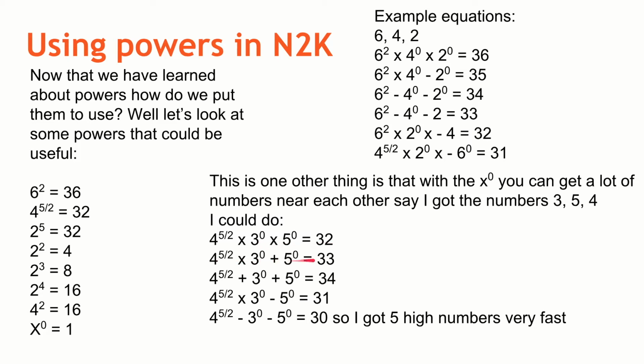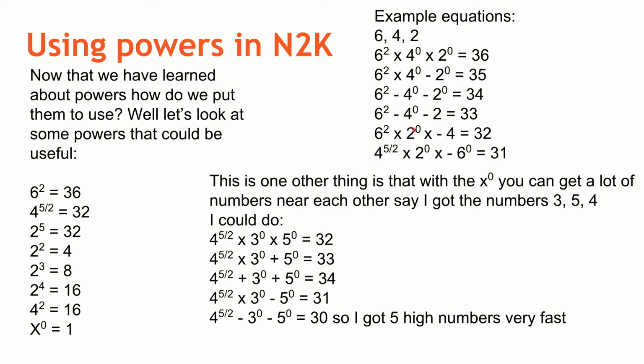4 to the 5/2 times 3 to the 0 power plus 5 to the 0 power equals 33. 4 to the 5/2 plus 3 to the 0 power plus 5 to the 0 power equals 34. 4 to the 5 halves times 3 to the 0 power minus 5 to the 0 power equals 31. 4 to the 5 halves minus 3 to the 0 power minus 5 to the 0 power equals 30. So I got 5 high numbers very fast just by doing these, without having to get more and more equations. You can just use the same one, just changing it a little bit.